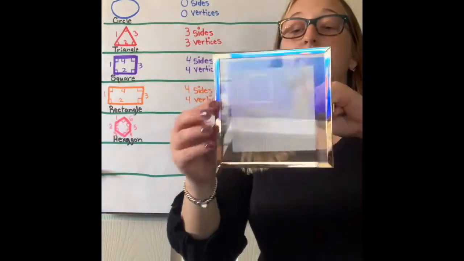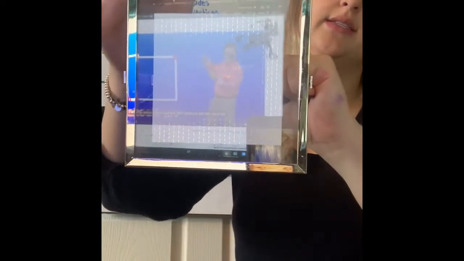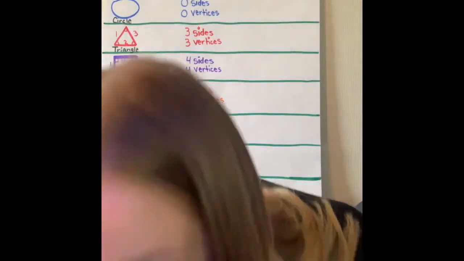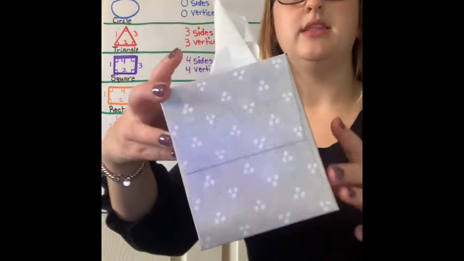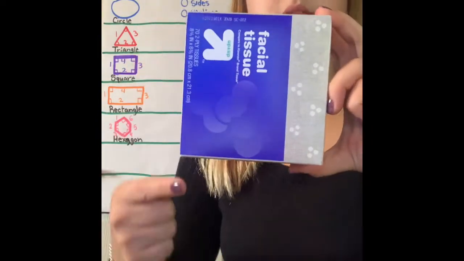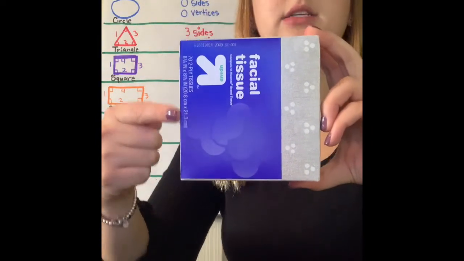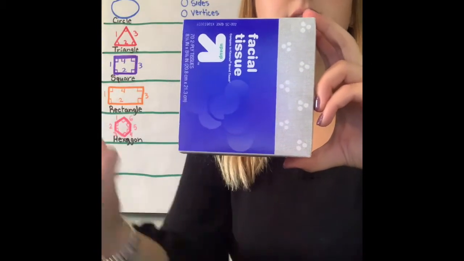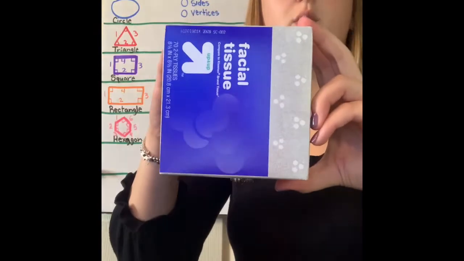Next, our square. Miss Englehart found this picture frame. That's a square. All of the lines are the same. They're equal. And there's 4 sides and 4 vertices. I also found this tissue box. The tissue box on the bottom has 4 straight lines, so sides, and 4 vertices.